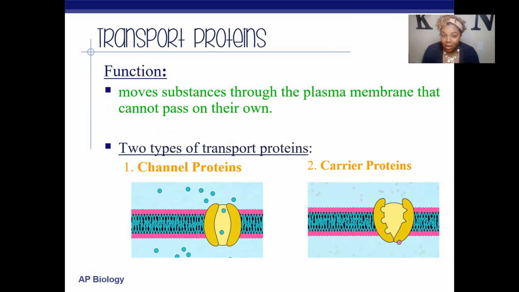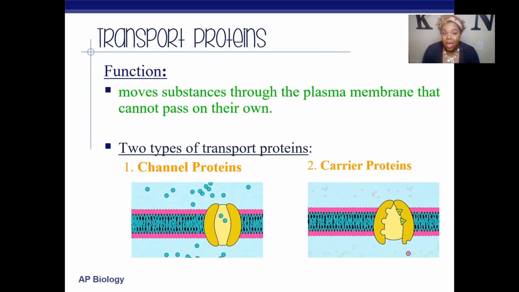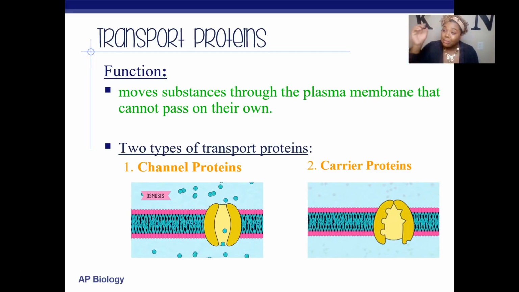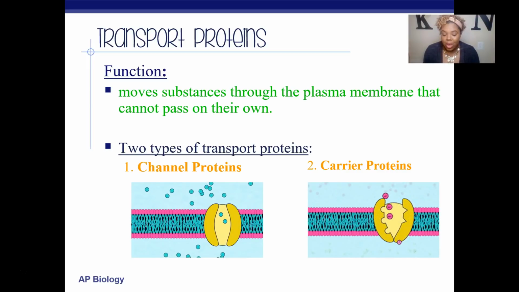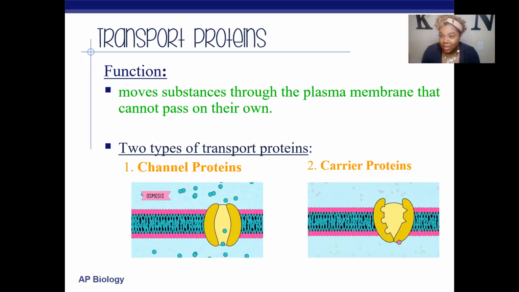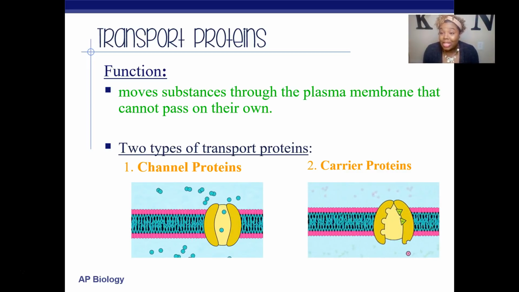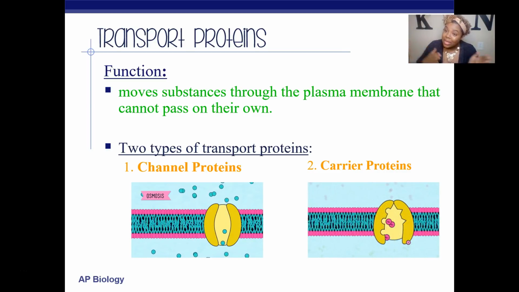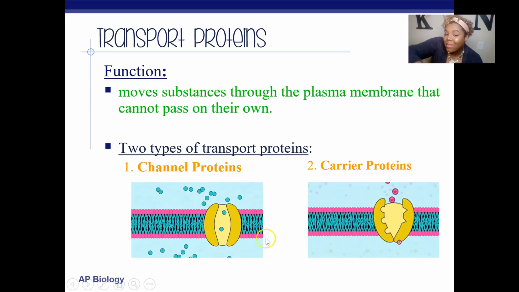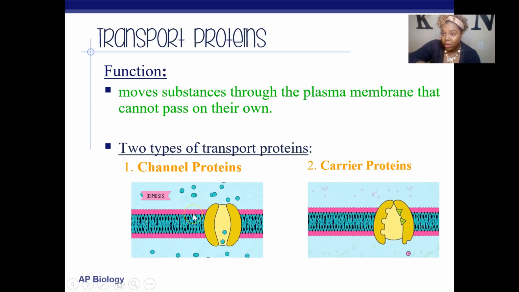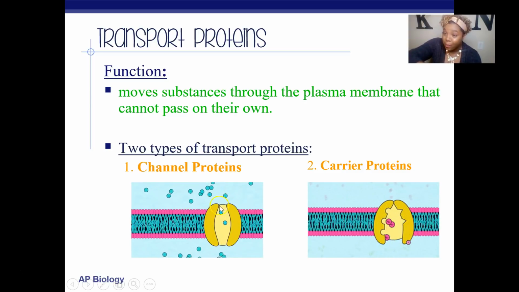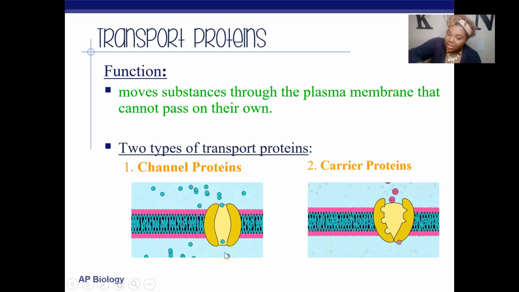So the third part we're going to talk about are transport proteins. The function of these is to move substances through the plasma membrane that can't pass on their own. Think about like a younger sibling. They want to cross the street, but they can't do it by themselves. So they usually ask you or somebody else to help them cross it. It's the same here. There are some molecules that are too large to pass through the membrane on their own. So instead, they use a protein to help them get to the other side.